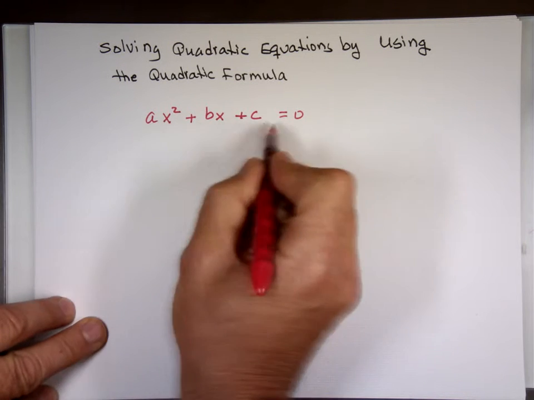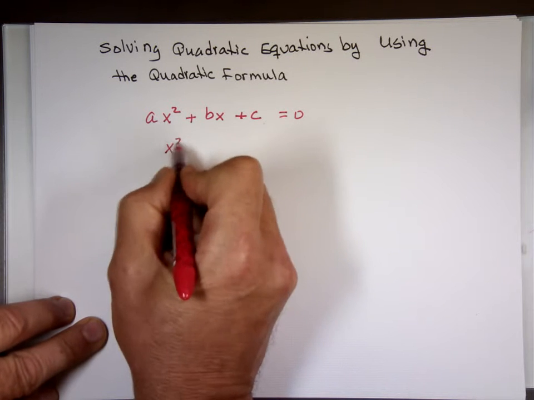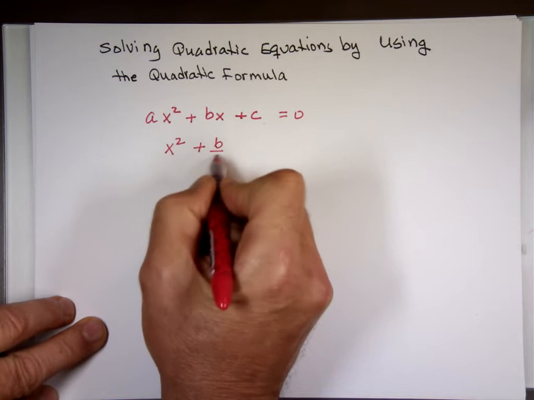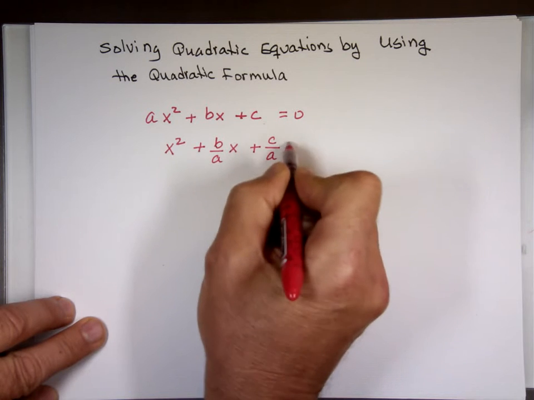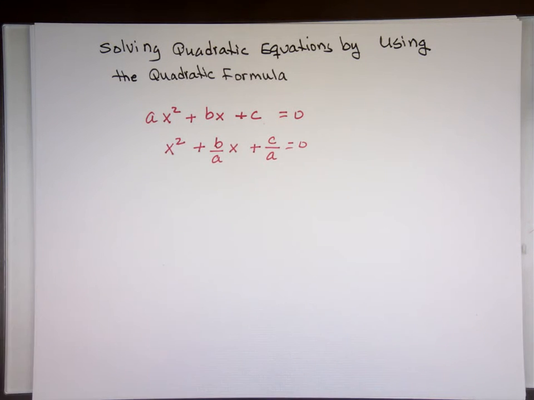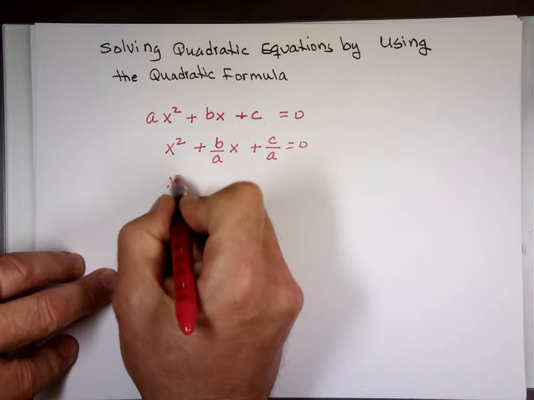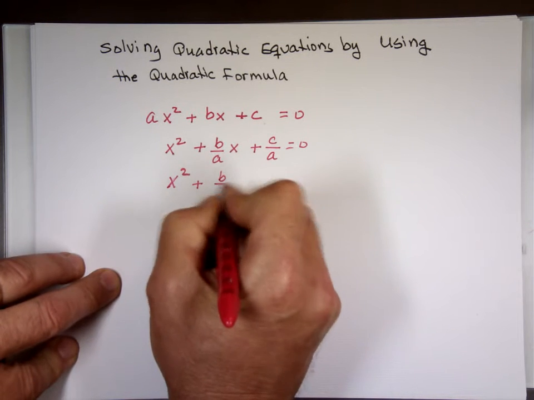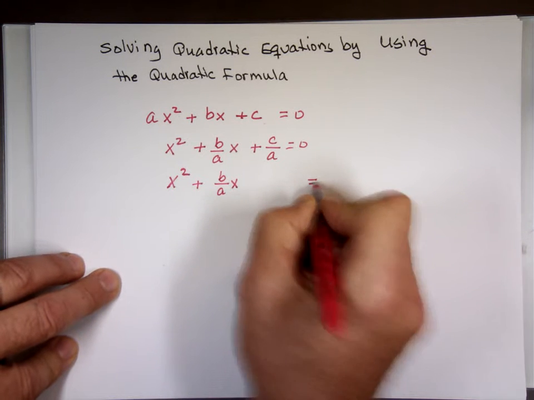So I'm going to divide every one of these terms by a. If I divide by a, a over a is 1, it's gone. This is b over a x plus c over a. Let me move the c over a to the other side.